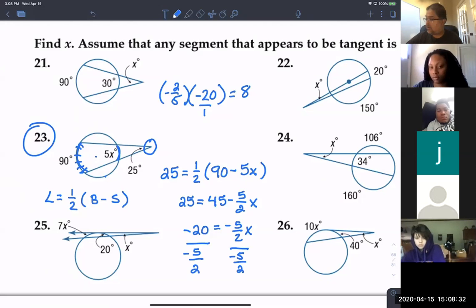-2. -2 times -20 is positive 40. 5 times 1 is 5, so 40 over 5 becomes 8. So x equals 8.